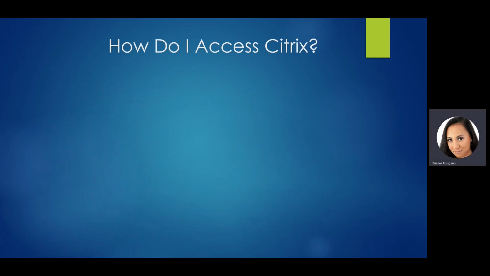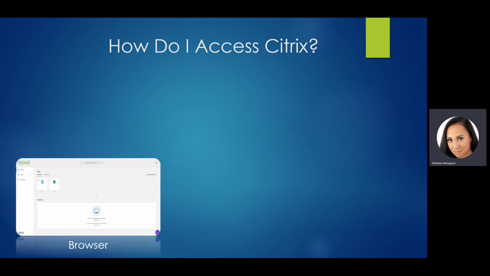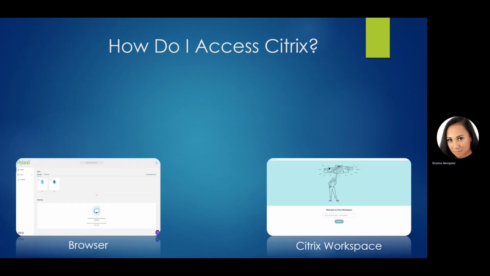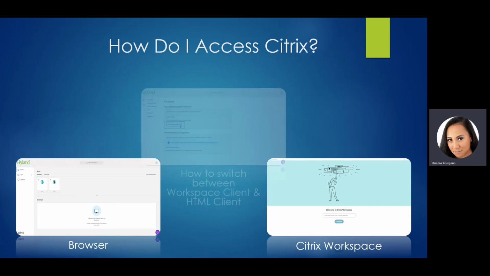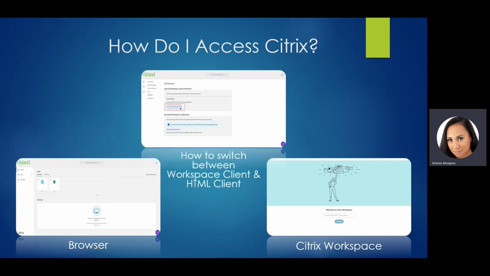Now there are 2 ways to access Citrix, through the browser or through the Citrix workspace. You are also able to switch between the workspace client and the HTML client. But how would I do that? Well, it's quite simple. Once you are in the Citrix browser, go to the upper right-hand corner, click the drop-down under the username, and select Account Settings. Once in Settings, select Advanced Option, and it will take you to the screen as shown within the PowerPoint.